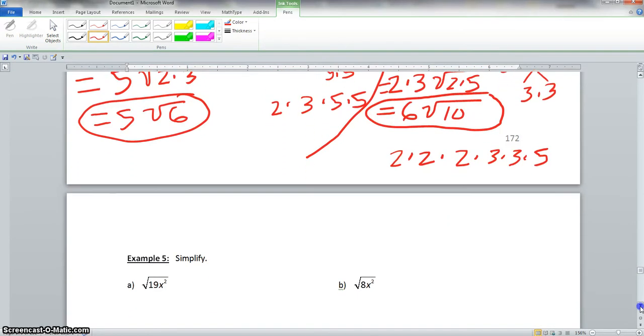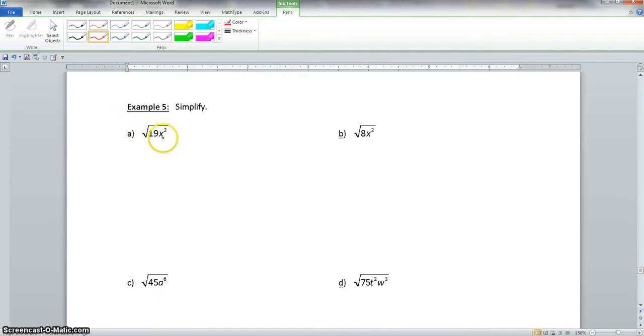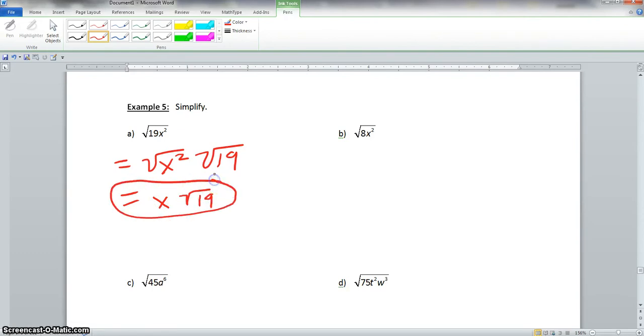Okay, now we come to example 5. It asks us to simplify. Now we know 19 is actually a prime number, but we know x squared is a perfect square. So we could break that up. We will have the square root of x squared times the square root of 19. The square root of x squared is x, and we bring down our square root of 19, and that is our final answer.